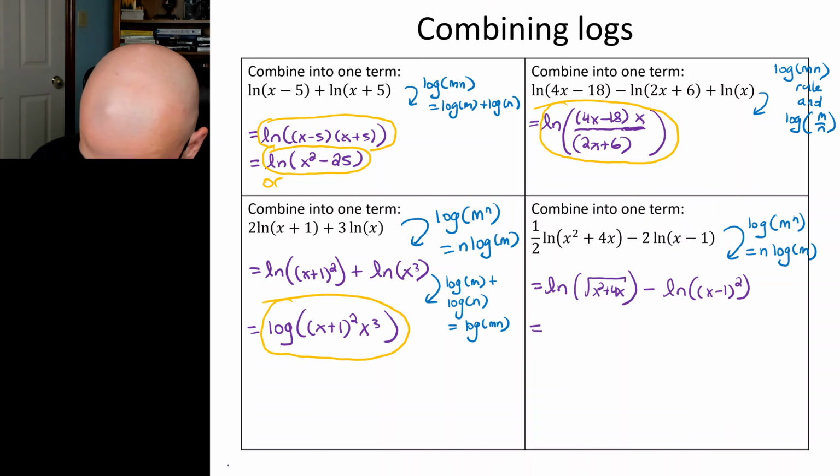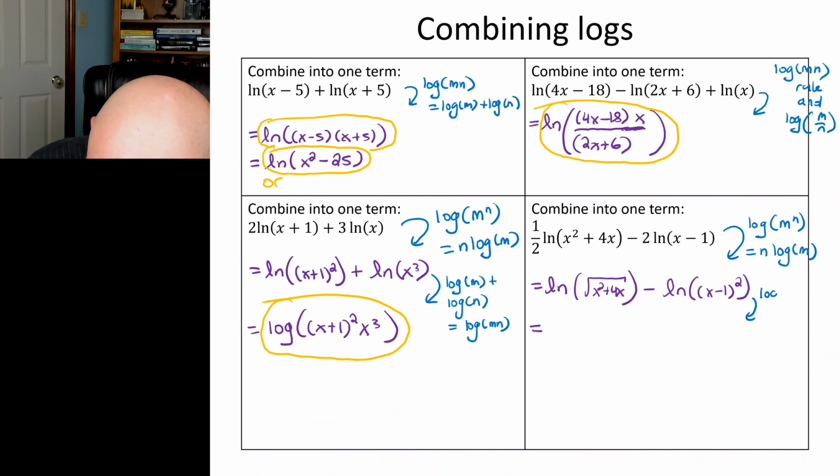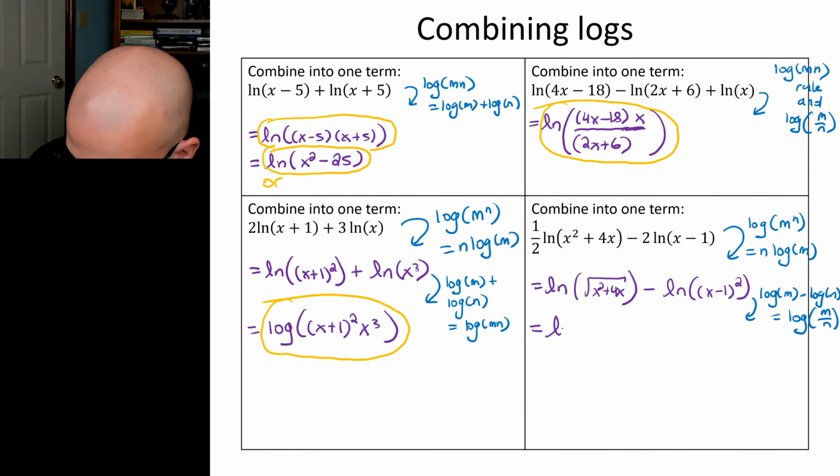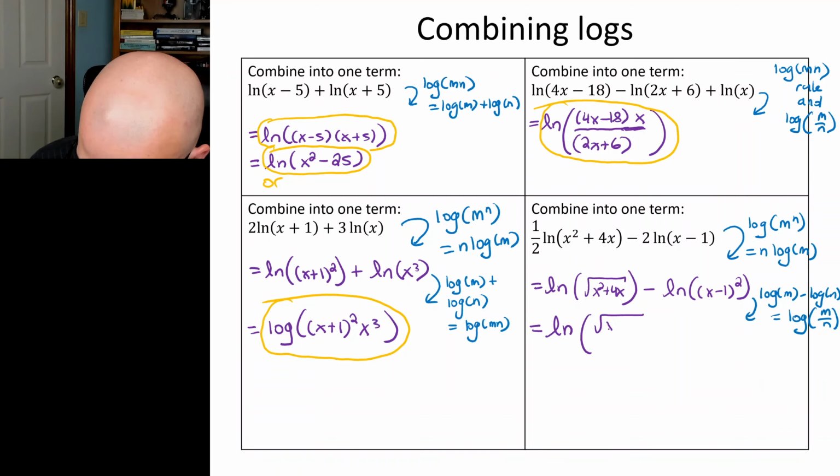Okay, next step, working on what we have here, I'm going to use this rule in reverse, log of m minus log of n is the log of m divided by n. So we're going to have the log of the first divided by the second, ln of x squared plus 4x divided by x minus 1 all squared.